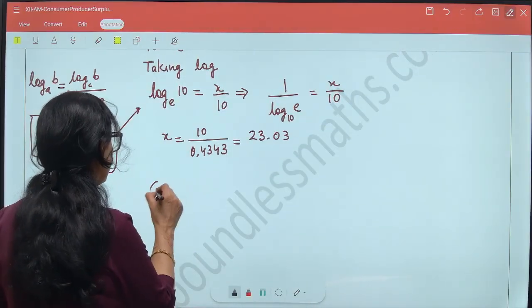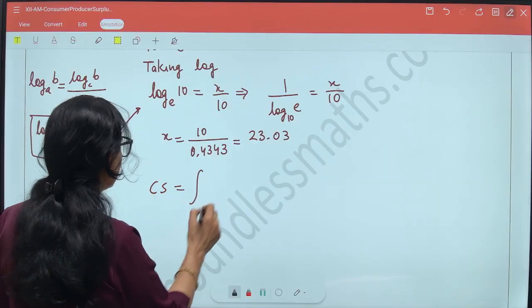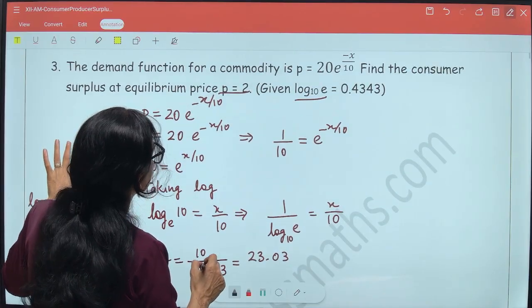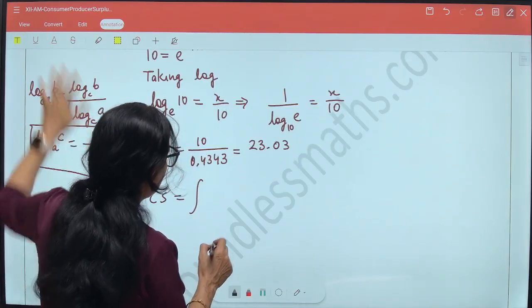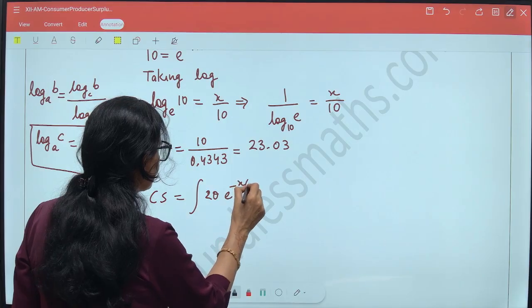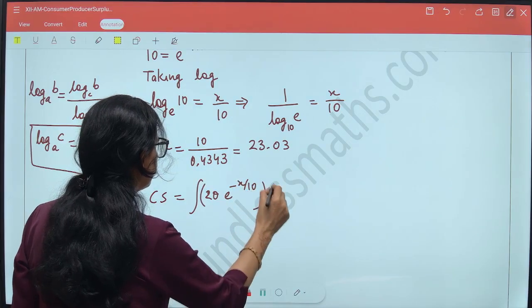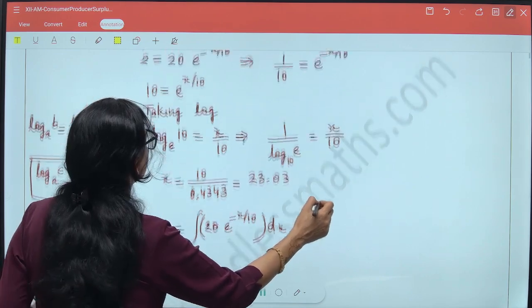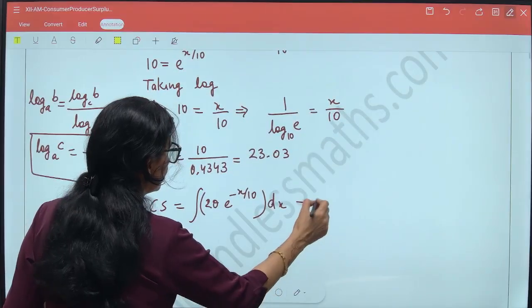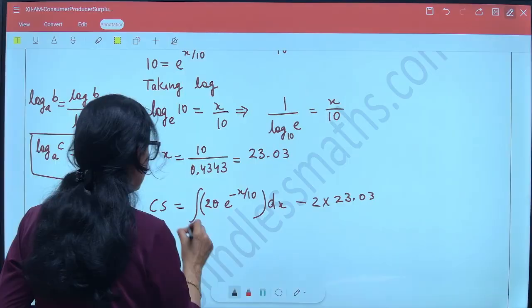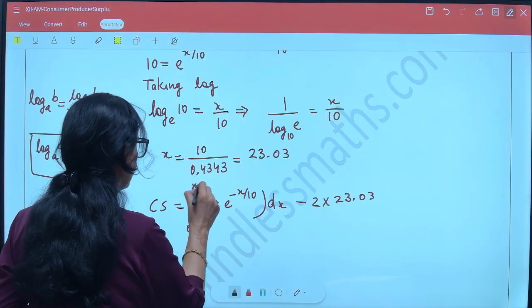So let's write the formula for consumer surplus. It is the integral of the demand function, which is 20 e raised to power minus x by 10, integral of the demand function minus product of P naught and X naught. The price was 2 into 23.03 and the limits are 0 to X naught.